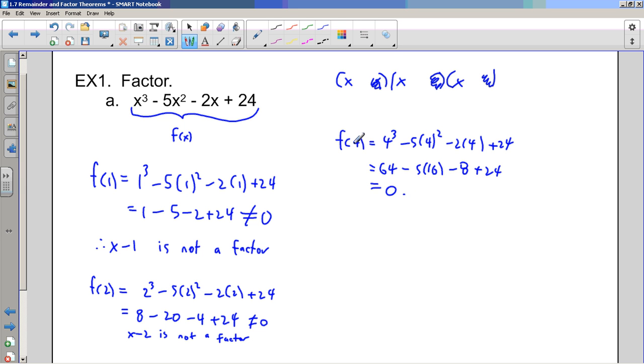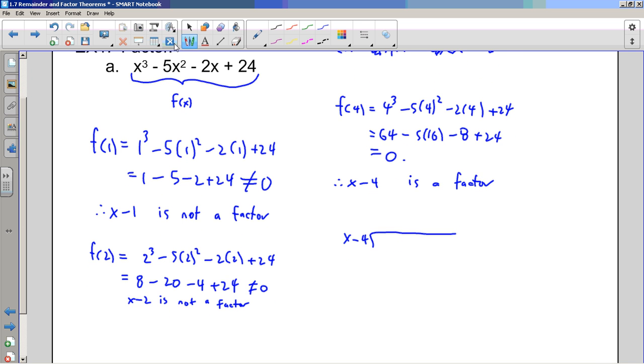So since we've found a value of x that makes this polynomial 0, we know the remainder is 0 when x minus 4 is divided into this. So therefore, x minus 4 is a factor. So what does that mean? That means one of these brackets is x minus 4. How do I find out the rest of them? Well, I could just keep guessing and checking, right? I could, but now I could just use long division and figure out what's left after I factor out x minus 4.